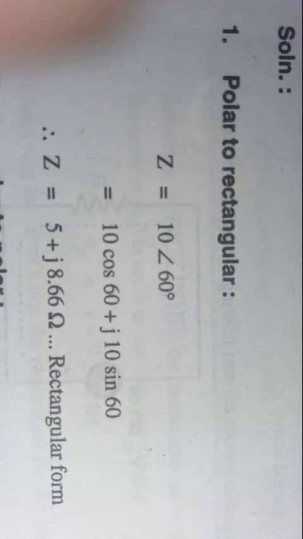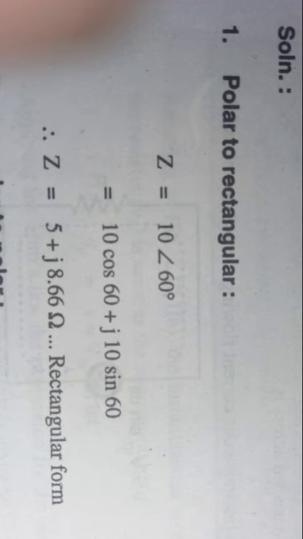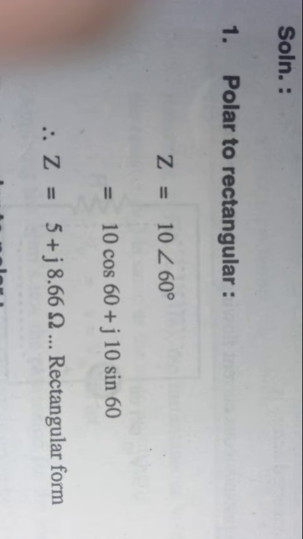Now the value of R is 10 and the value of phi is 60 given in the equation. Now directly we put the values and find the equation for Z as 10 cos 60 plus j 10 sin 60, and the final answer for this equation is Z is equal to 5 plus 8.66j ohm.